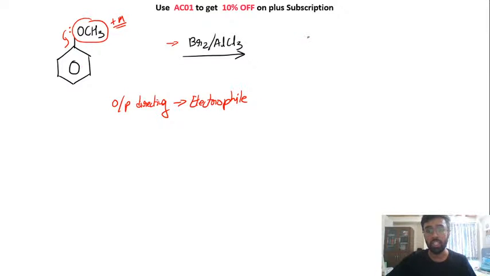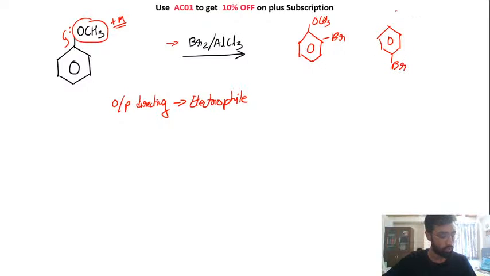Okay, so in this case you will be getting two products. In one case your bromine will be on ortho position, and in the second case the bromine will be on para position. Within a few minutes we'll be discussing a few reactions of alkyl halide and we'll also be doing the SNAr reaction.